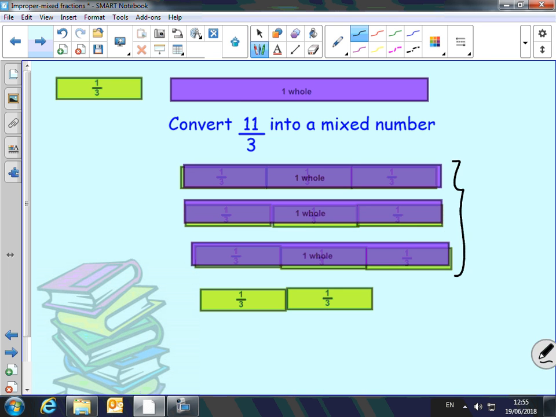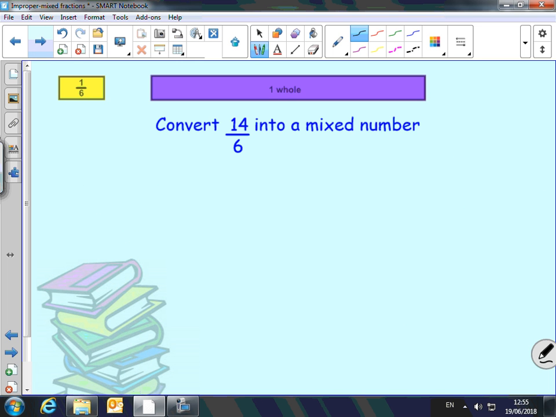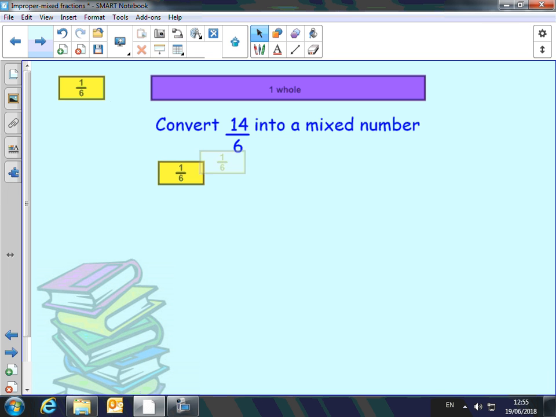So quite easily we can see that that gives us 3 wholes, and left over we have 2/3. So 11/3 is equal to 3 and 2/3. Okay, so our last question I'm going to go over with you is convert 14/6 into a mixed number. Now I'm going to group these into groups of 6.